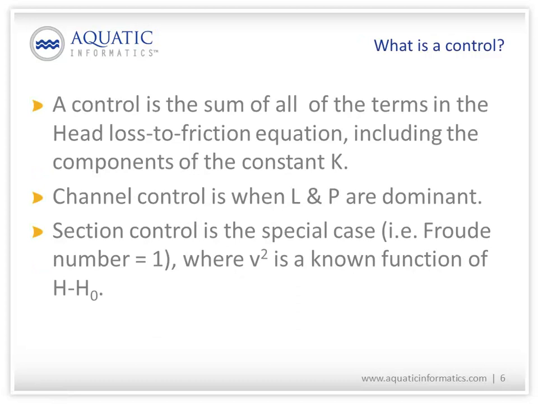So what is a control? A control is the sum of all of the terms in the friction equation, including those lumped into the constant K. Channel control is when the channel length and the wetted perimeter are the dominant terms in the equation. And a section control is a special case where the velocity is a dominant term in the equation.